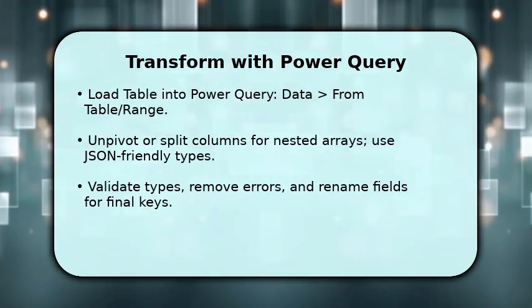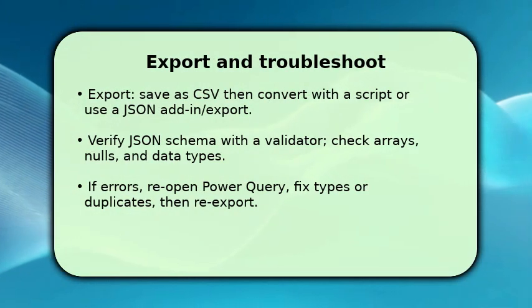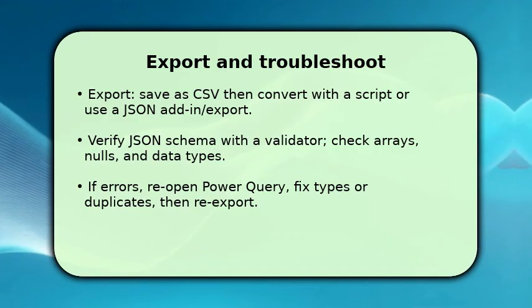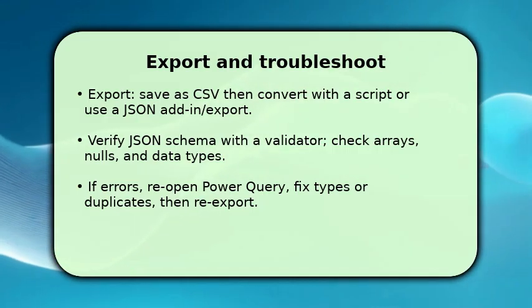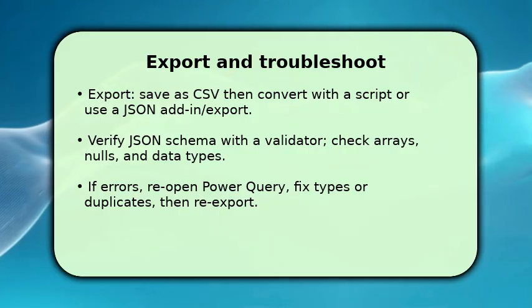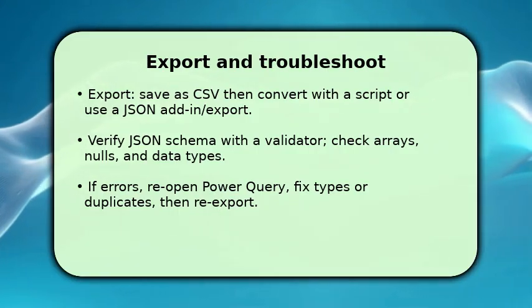Use a trusted Excel to JSON add-in, a short VBA/Python script that reads the table, or save as CSV then convert. Validate the resulting JSON against your expected schema and inspect nested arrays, null values, and numeric types. If keys are missing or types wrong, return to Power Query to correct headers, change types, or unpivot additional columns, then re-export. A key troubleshooting tip: if JSON fails, check for duplicate.